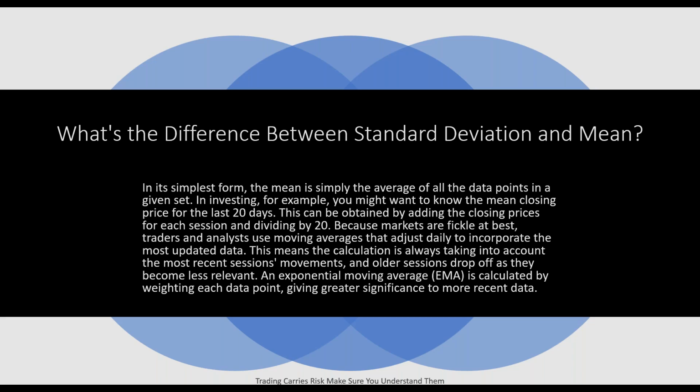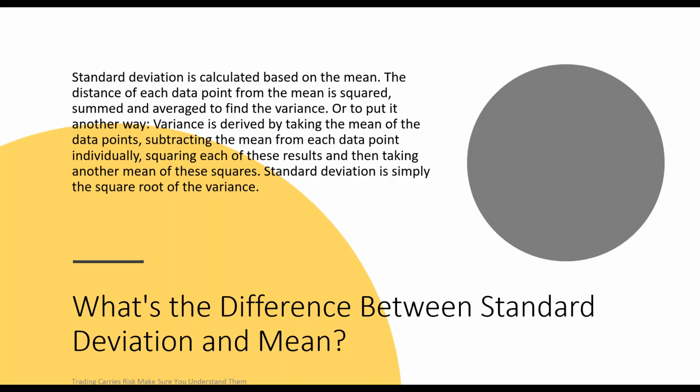Now, an exponential moving average is calculated by weighing each data point, giving greater significance to more recent data. Standard deviation is calculated based on the mean. The distance of each data point from the mean is squared, summed, and averaged to find its variance. Now that's a lot of math.